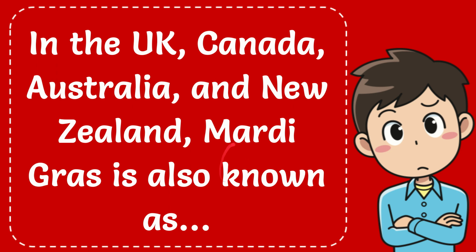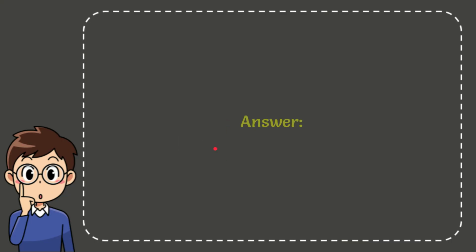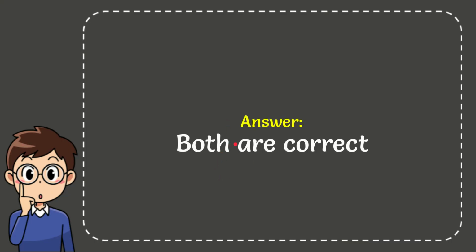In this video, I'm going to give you the answer for this question, and the question is, in the UK, Canada, Australia and New Zealand, Mardi Gras is also known as what? Well, I'll give you the answer for this question, and the correct answer for the question is, well, we have some options, and the correct answer for that question is, both are correct. Well, that is the answer for the question.